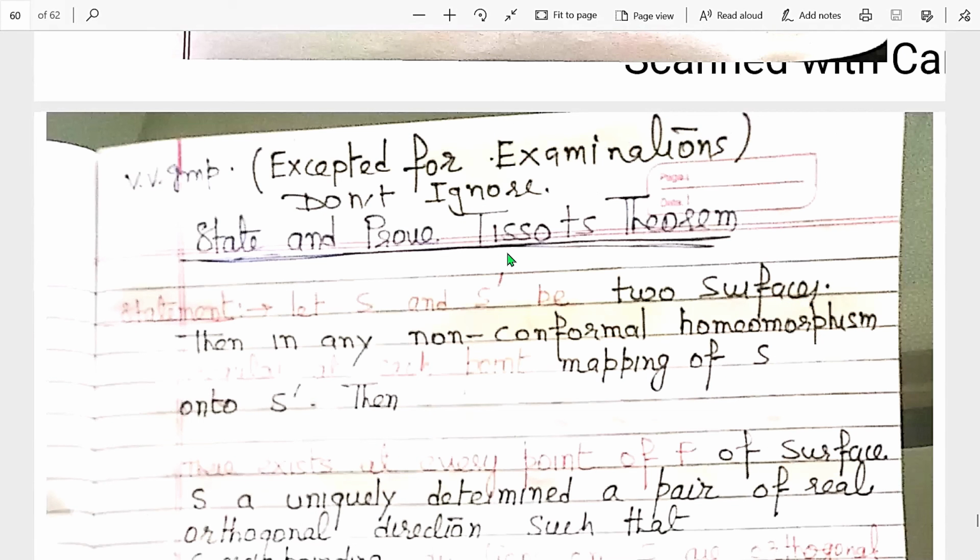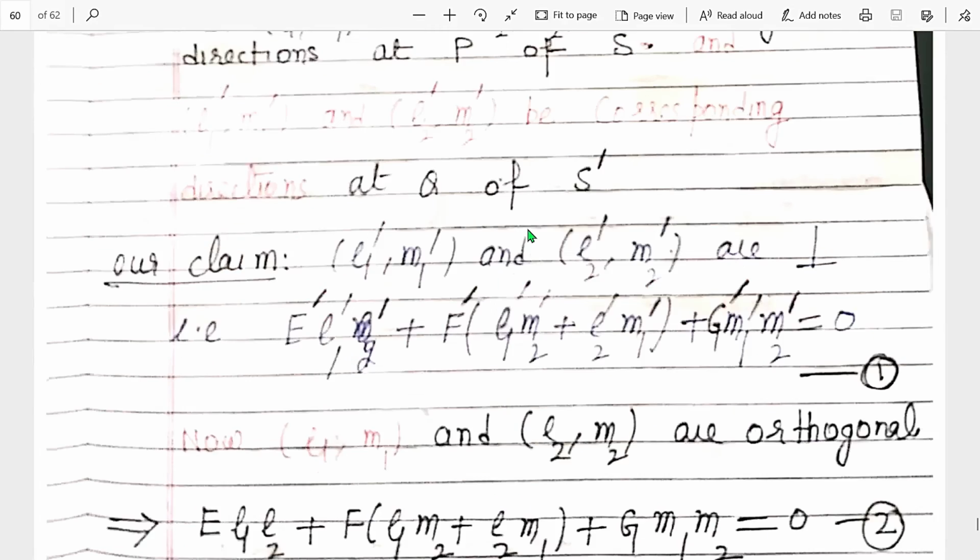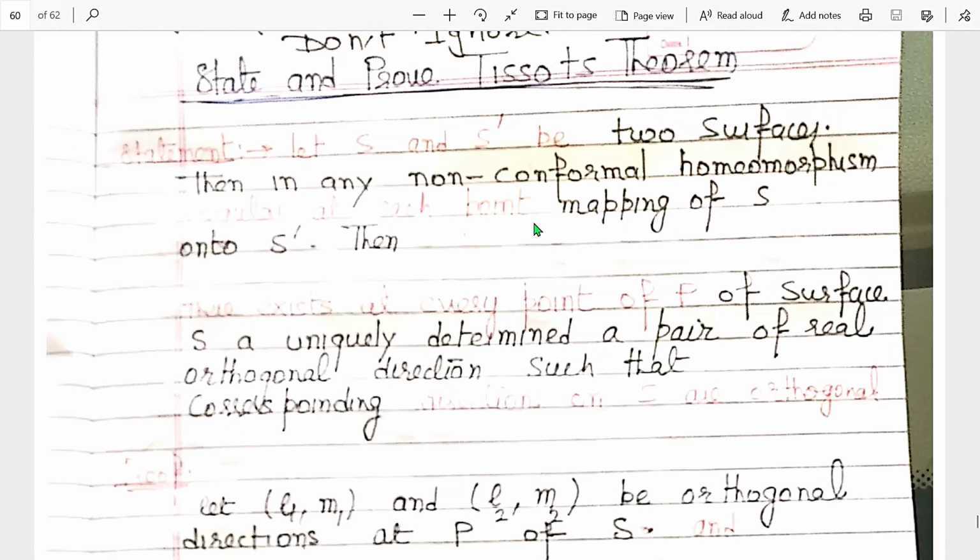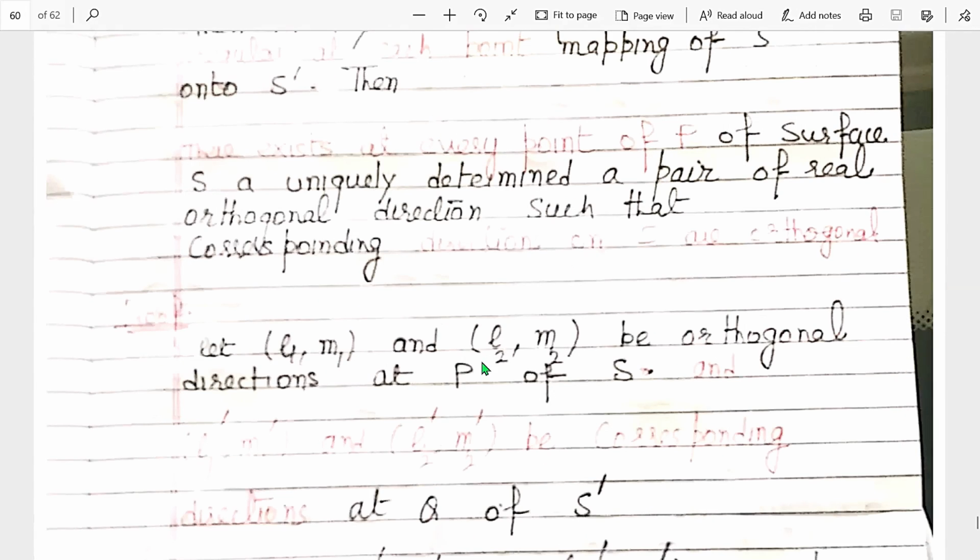So this is a very important theorem. This is the end of this geodesic section, the geodesic chapters. This was the last theorem, which also proves its uniqueness. In this case, these are two surfaces. On these surfaces, if we have two directions which are orthogonal, then their corresponding directions are also orthogonal. So this is the end of the geodesic chapter. Thank you very much.